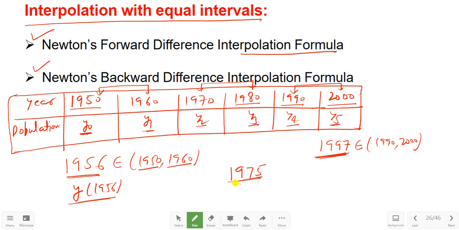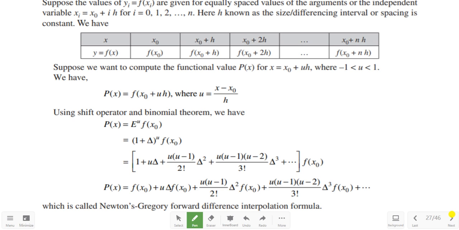So in that case we apply the central difference interpolation formula. Here I am taking the first formula, which is known as Newton's forward difference interpolation formula. Suppose the values of yi = f(xi) are given for equally spaced values of the argument or independent variable xi = x0 + ih, where i = 0, 1, 2, 3, up to n. Here h, known as the size or differencing interval or spacing, is a constant.